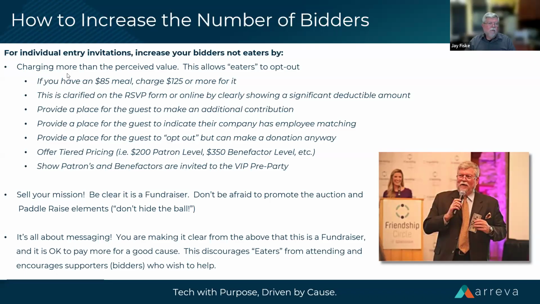And then you can also offer a tiered pricing strategy. What does that mean? Well, if the ticket is $125, you can say, but if you'd like to be a patron, it's $200. Oh, and if you'd like to be a benefactor, it's $350. If you'd like to be a silver patron, that's $500. If you'd like to be a gold patron, that's $1,000.